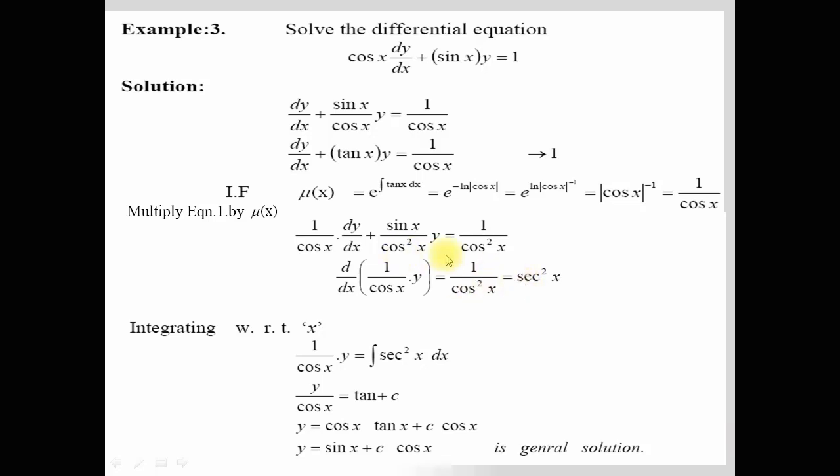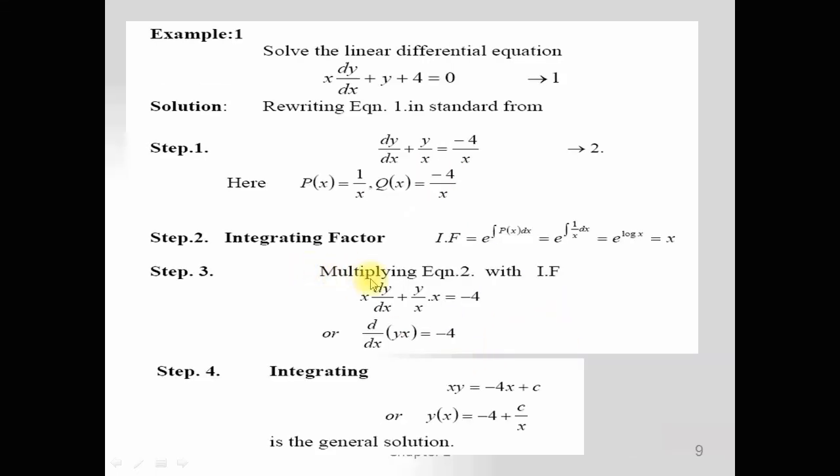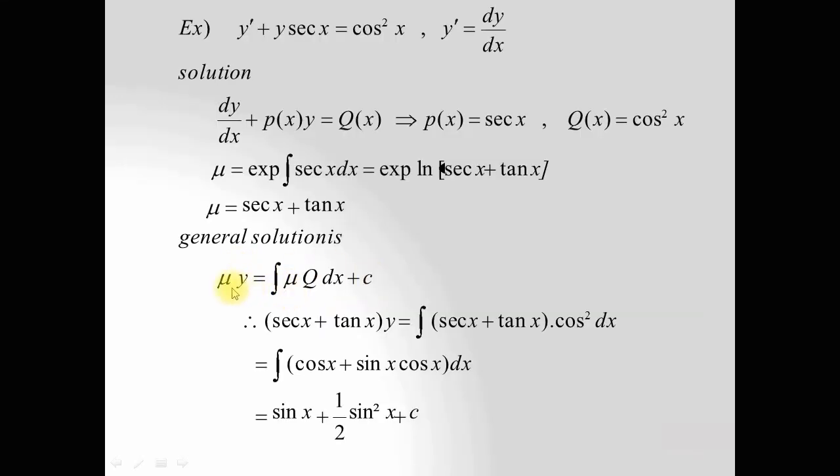And dear students, you can use the formula with the integrating factor. The integrating factor is 1/cos x, and this is the integrating factor and this is the Q function. So we can find the solution easily by using this formula: the integrating factor times y is equal to the integration of the integrating factor times q with respect to x plus c.